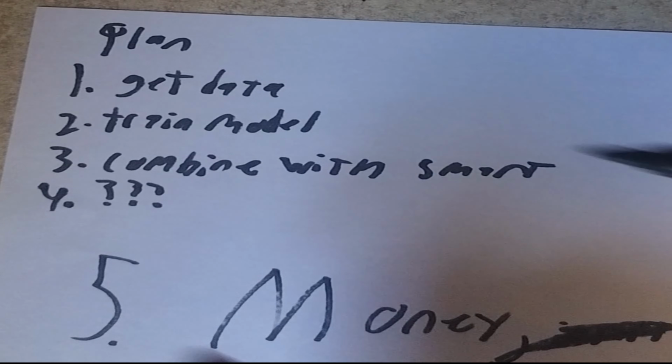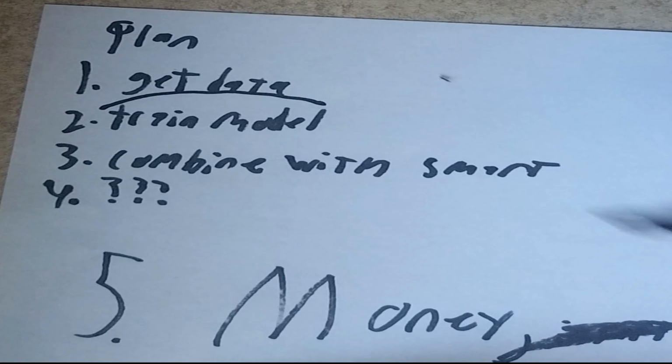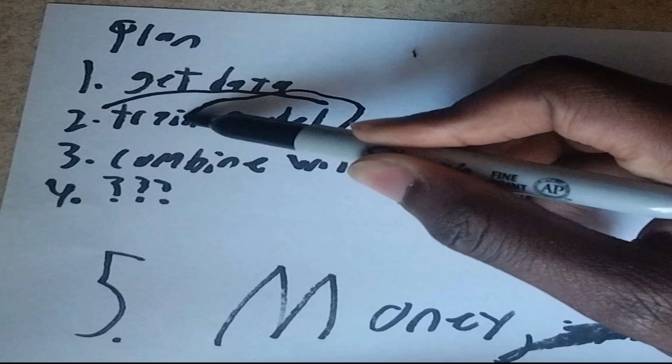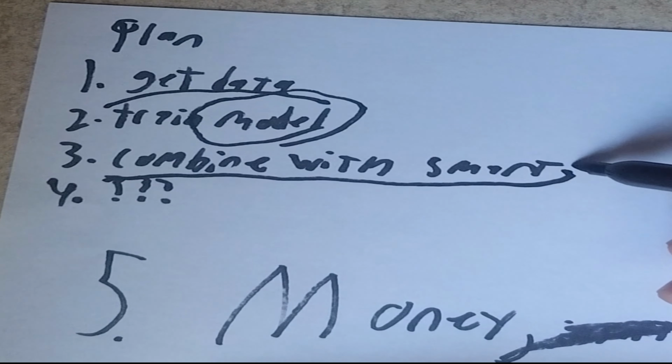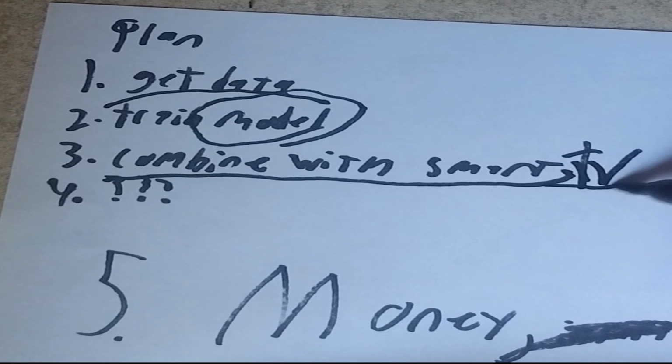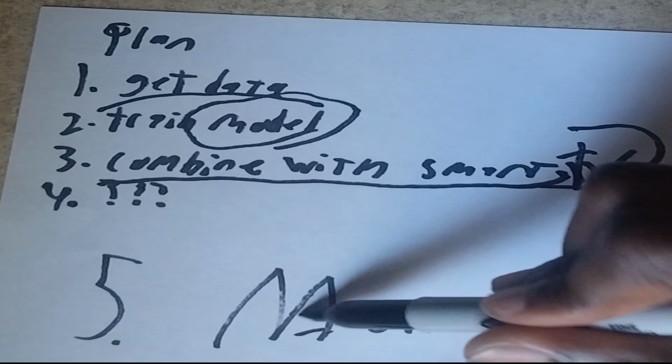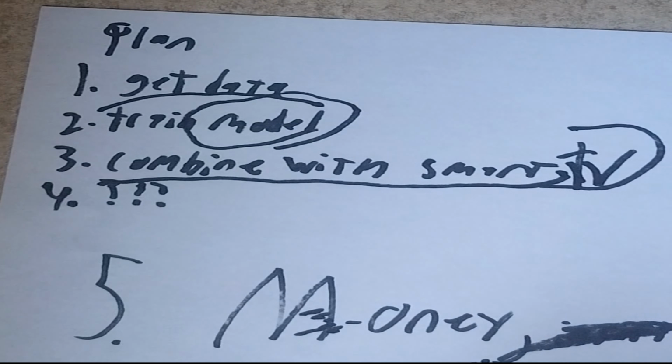So the plan is to get some data of hand gestures so we're able to put it in a machine learning model that's able to recognize our hand gestures in order to control the TV. Then we need a way to connect it to the smart TV, and then finally, of course, make some money!